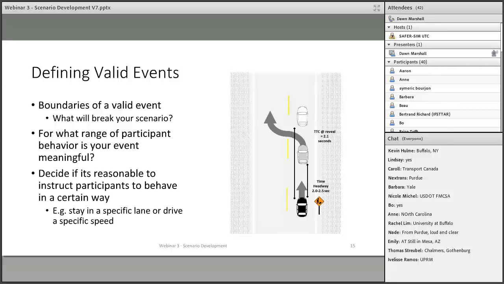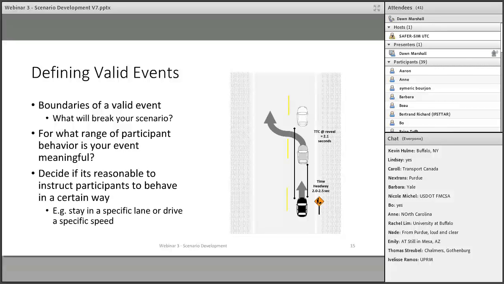Is there a speed at which participants can drive that an event simply doesn't happen, or it happens but doesn't even appear to be the same event? If they're driving so slowly and a vehicle pulls out in front of them, but it's so far in front of them that it's not really noticeable or meaningful because of how slowly they were driving. If they're driving really fast, do they get in front of that vehicle before it can even pull out in front of them, and therefore the lead vehicle you're counting on isn't even there? These are all things to think about when you're designing and testing your events.